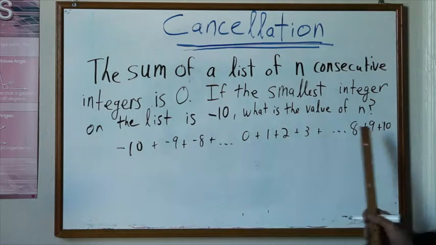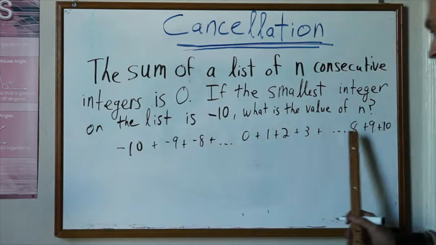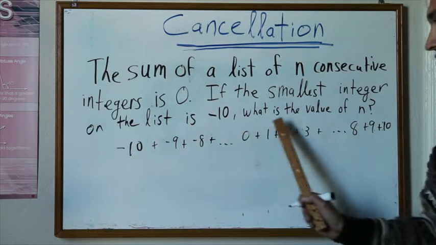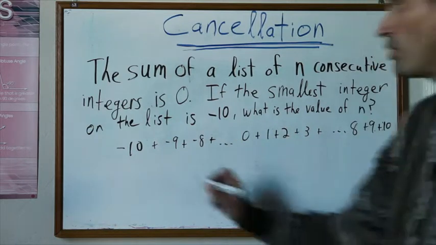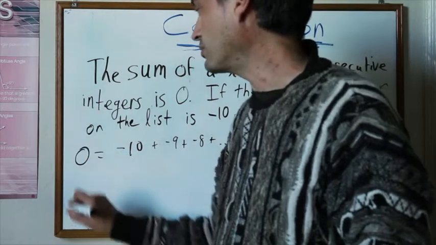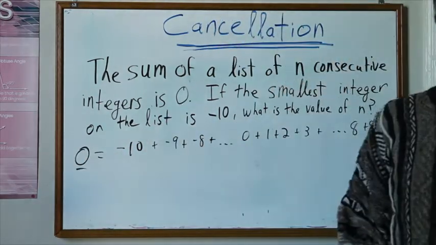-9 plus 9, again 0. -8 plus 8, 0. And all the numbers, positive and negative, will be paired up so that the sum of all of them simply equals 0, which was our desired sum.